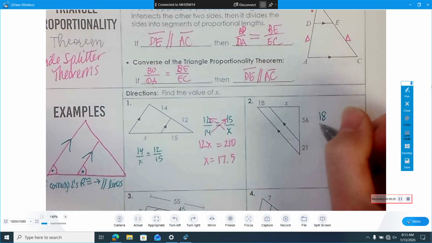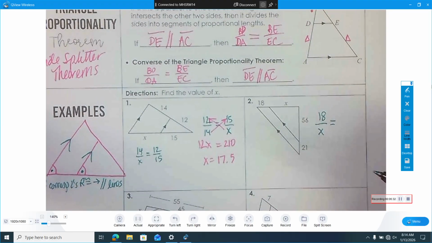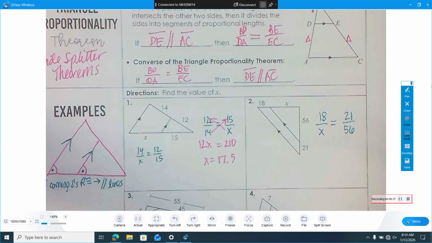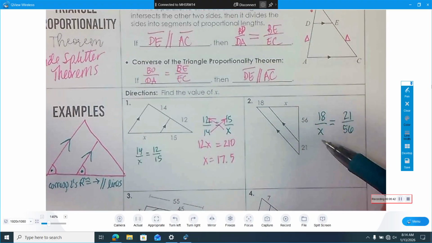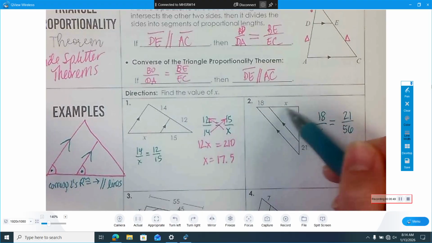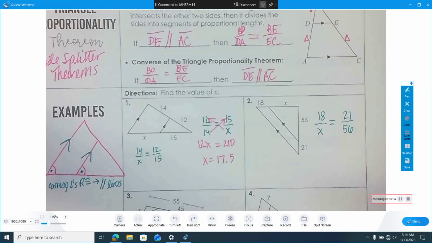Okay, that's the one wrong way to do it. But you can start with 18 over x, then 21 over 56. Oh, okay. So what you did, you said 18 over x and then 56 over 21, which is no good. 18, we got this little section over this bigger side. So we want to set up the same little section over the bigger section, okay? So you want to see some sort of pattern there. All right, then you can cross multiply.